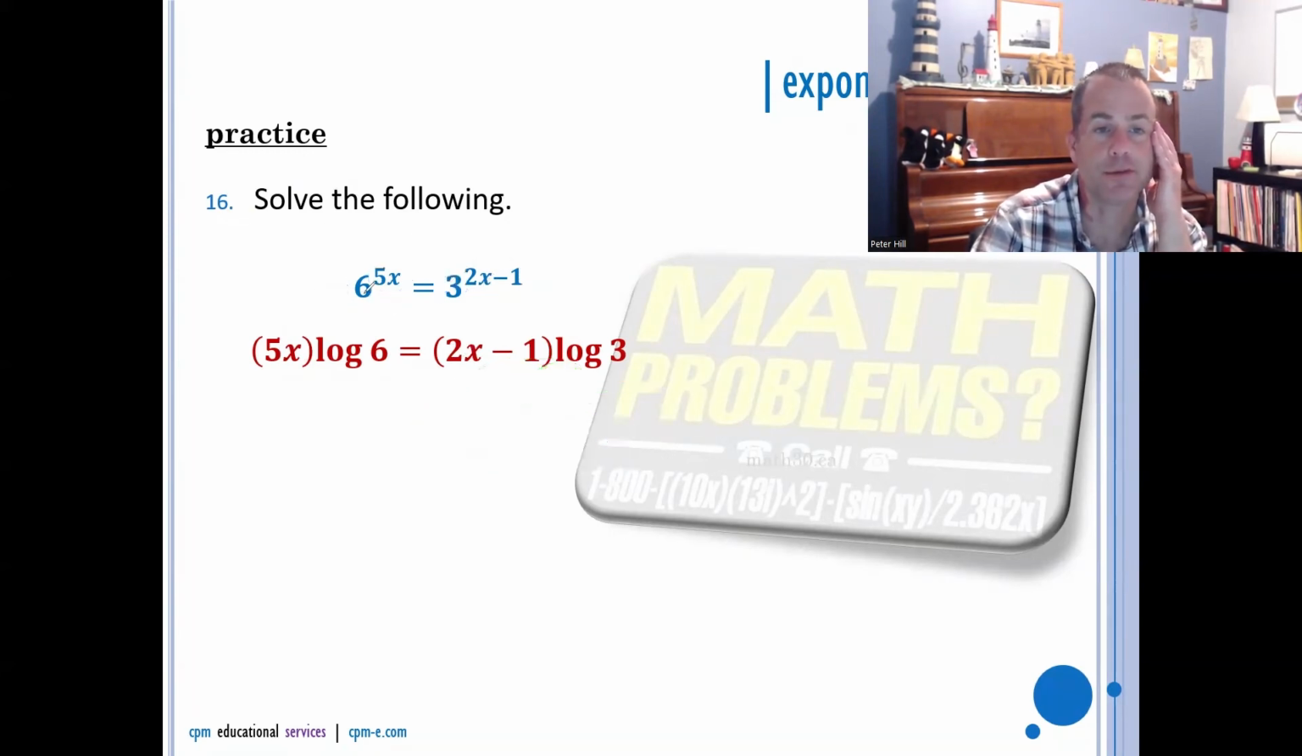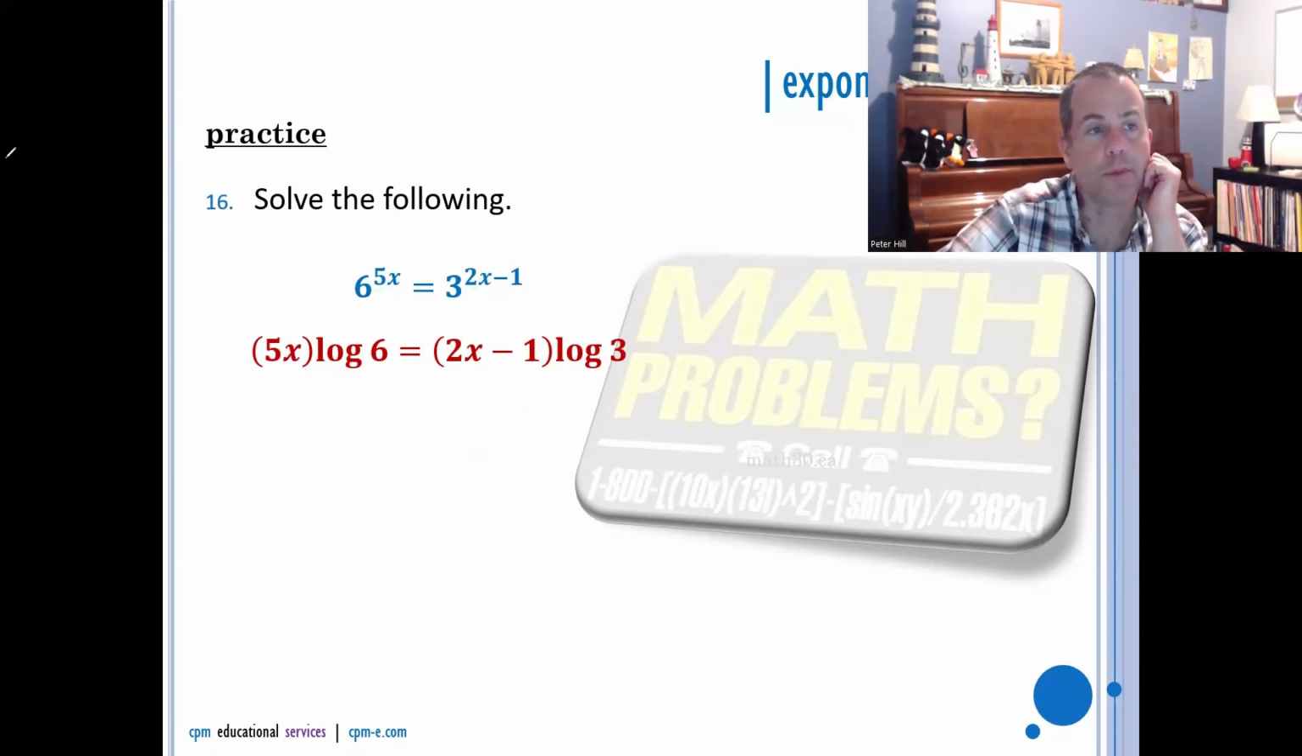Hey, while we're here, let's have a conversation around restrictions. I'm not taking the log of a variable. My variable is up here in exponents. Anything goes for the variable. It can be negative, can be positive, can be rational, irrational, doesn't matter. Okay. So now I am going to get rid of that bracket.